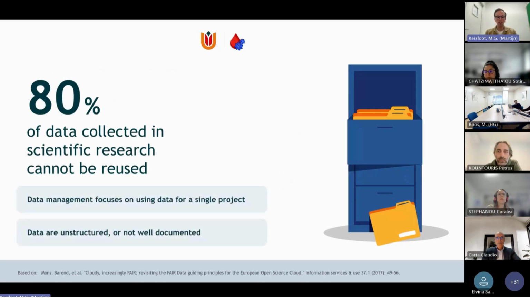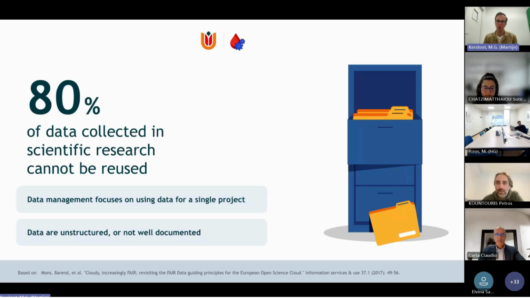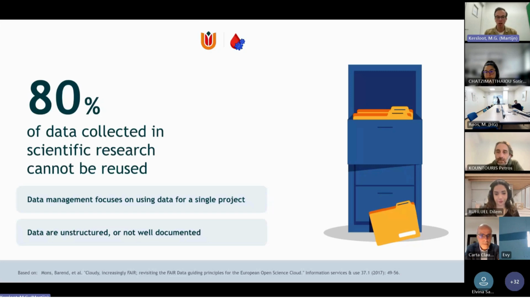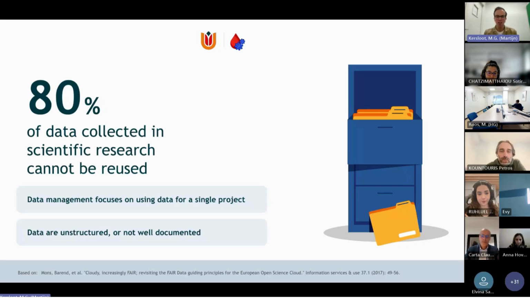And that's mostly because the data management in research projects really focuses on using data for a single project, maybe because you only have budget to manage your data for your project, and afterwards you deposit it somewhere, and then you don't really think about the reuse of the project. Also, maybe because data are unstructured, so you don't really describe your data well, so others don't know what your data is about. And I'm not sure about you, but I recently opened a data set that I created 5 or 10 years ago, and I did not really know what every column meant in my data set because I lacked the documentation around that. So I'm guilty of that myself as well.